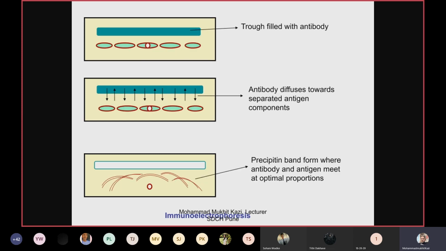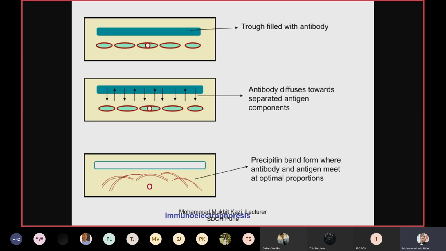Now, in the next step, you add the antibodies onto the trough. The antibody will start percolating down, and they will form a line of precipitate, and you will see these arcs. This is the precipitation band where antibody and antigen meet at optimum temperature and at optimal proportion.